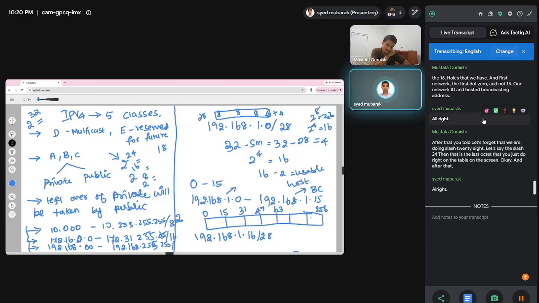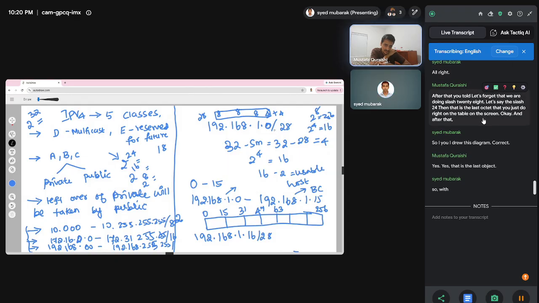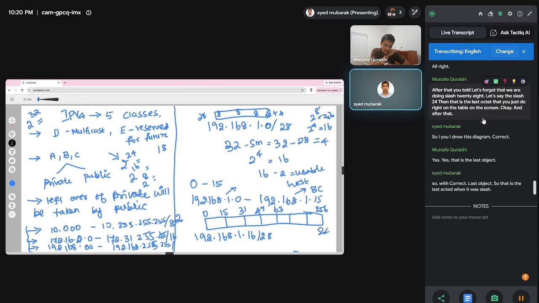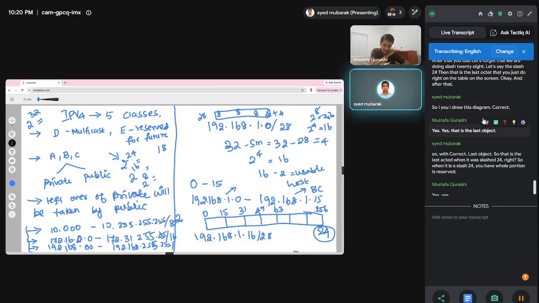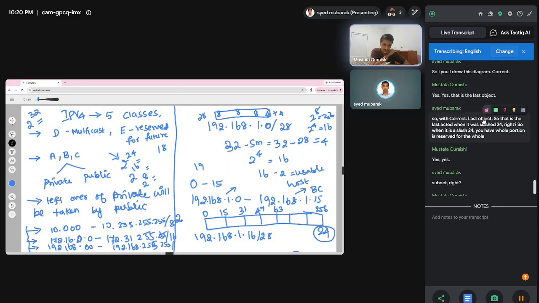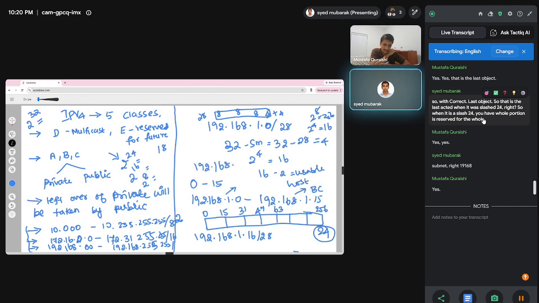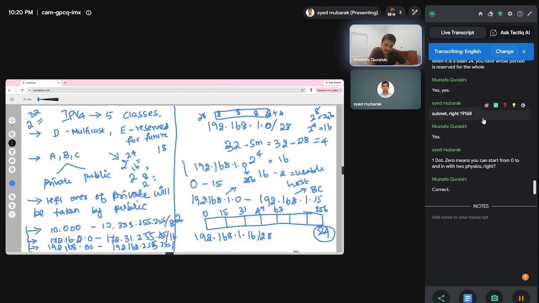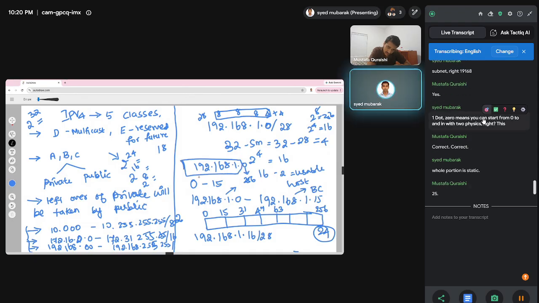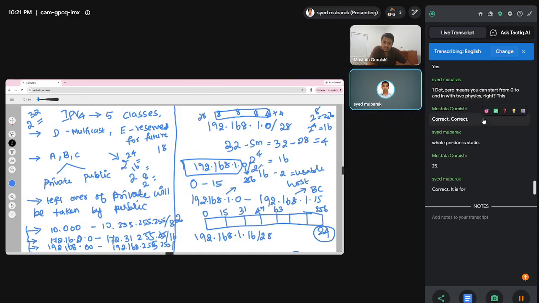So I drew this diagram, correct? Yes, that is the last octet when it was slash 24. With slash 24, the whole portion is reserved for the whole subnet, right? Yes, 192.168.1.0 means you can start from 0 and end with 255, 256 addresses in total. This whole portion is static. It is for slash 24, correct?